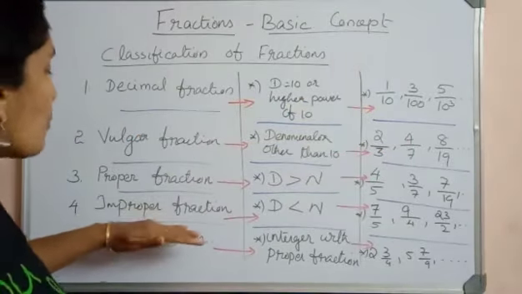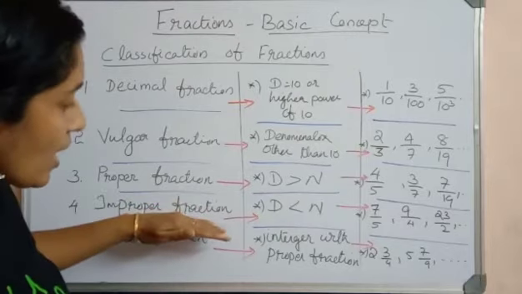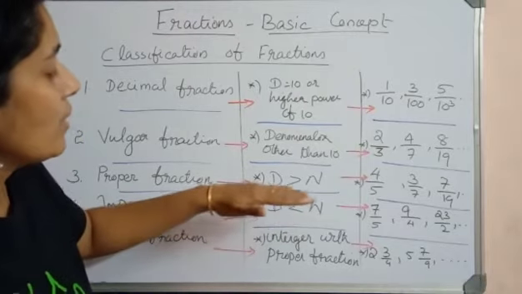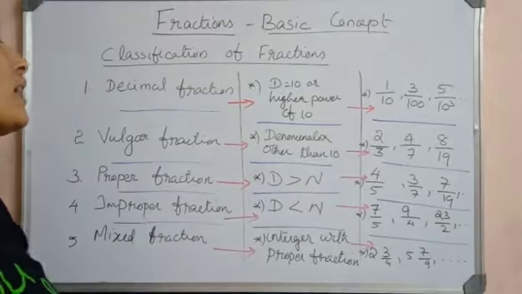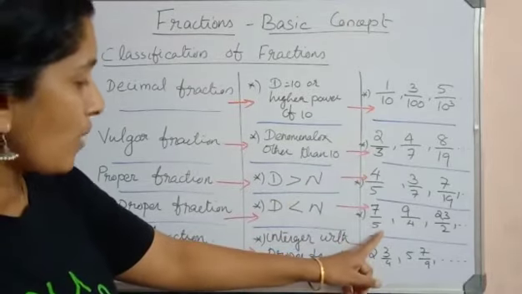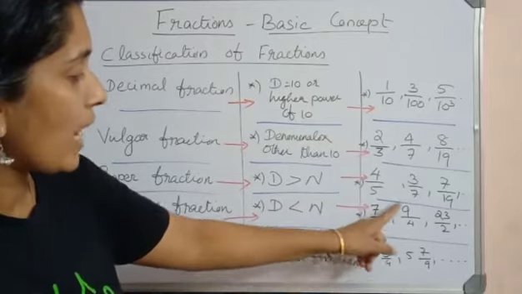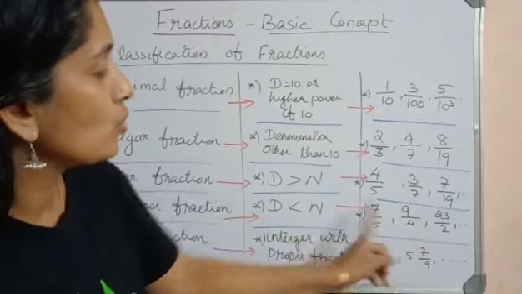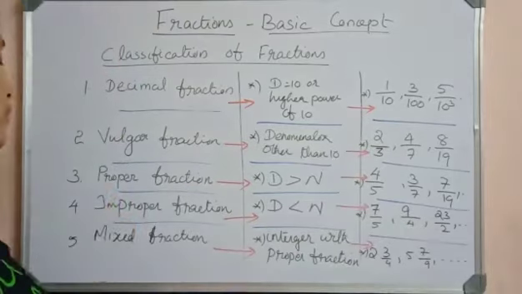The next is improper fractions. Improper fractions are fractions where the numerator is greater than the denominator. Numerator will be greater than the denominator. 7 by 5, 7 is greater than 5. 9 by 4. 23 by 2. These are the examples of improper fractions.